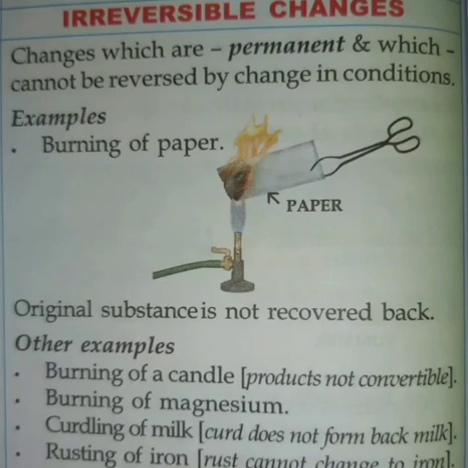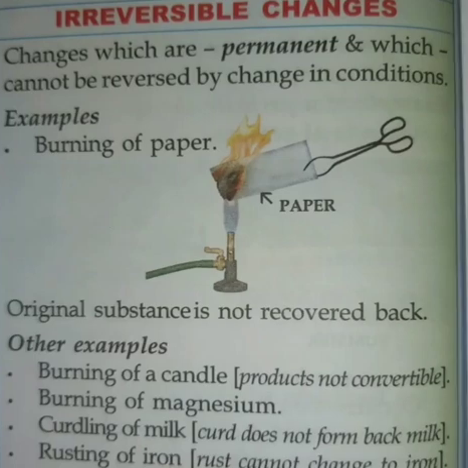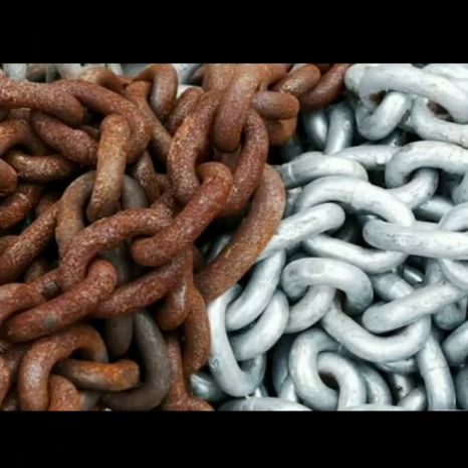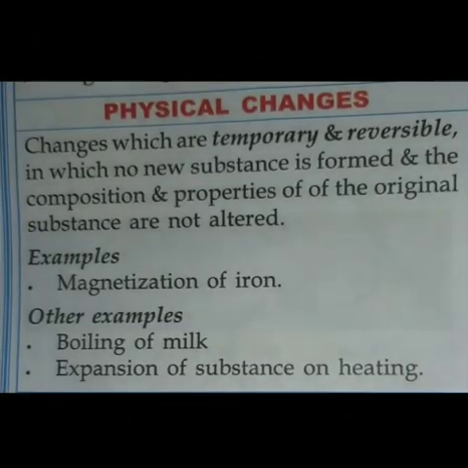And also you can say roasting of iron. When iron is roasted, you can't get back that original iron. So what happened? A new substance, rust, is formed. So this is an example of what? Irreversible changes. Let us see here, iron is roasted. Again, you can't get back that original iron, and a new substance is formed and it is permanent. So these are examples of irreversible changes.